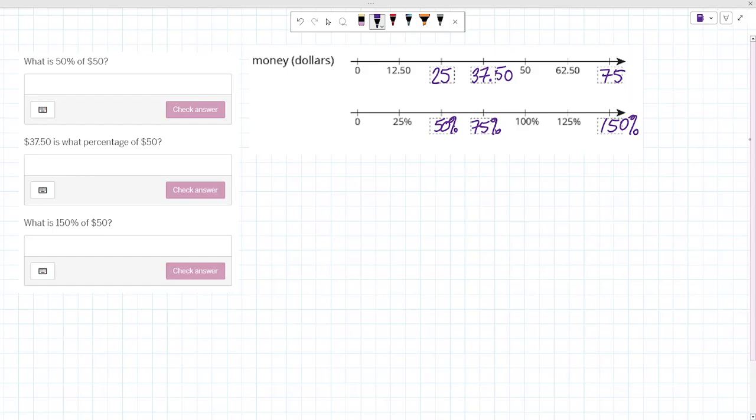Now that you have your double number line set up, I would pause the video and try to use the double number line to answer the questions that you're given. You can check your answers, so it's low stakes. If you don't get it right, you can always come back to the video and correct it. But pause the video right now and try to answer these questions on Desmos using your double number line.